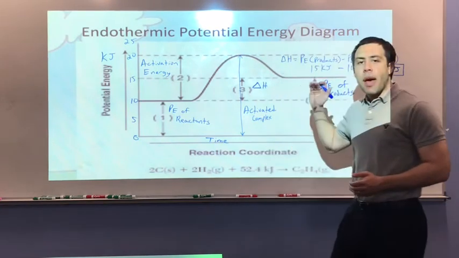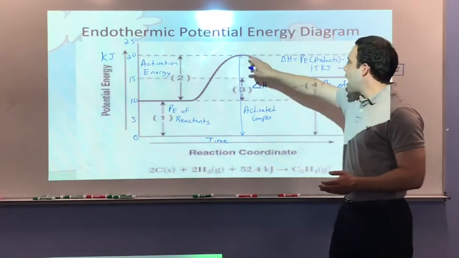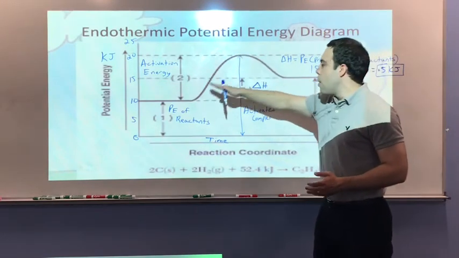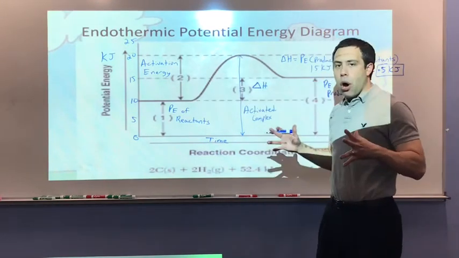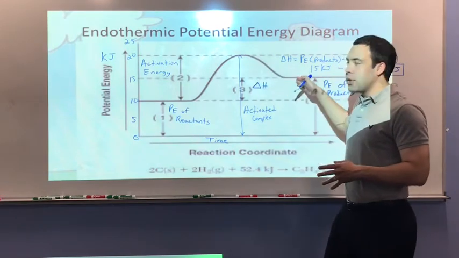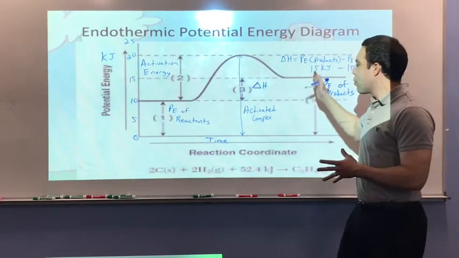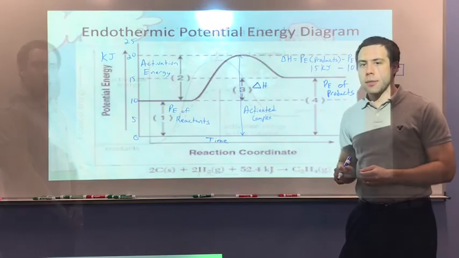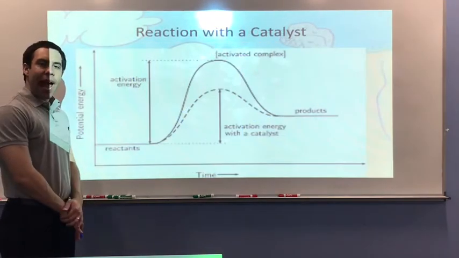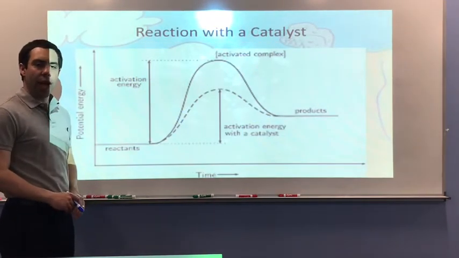The maximum amount of energy in this reaction, our unstable point here, is when our reactants are broken apart and they're about to momentarily reform into more stable products. Let's take a look at what happens when you add a catalyst to a chemical reaction.